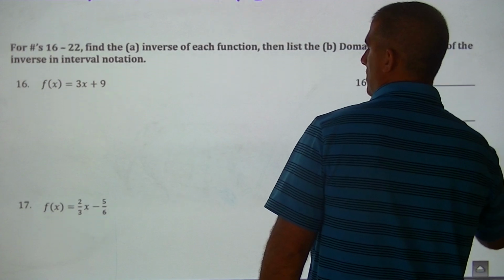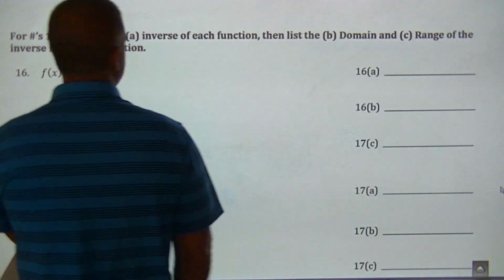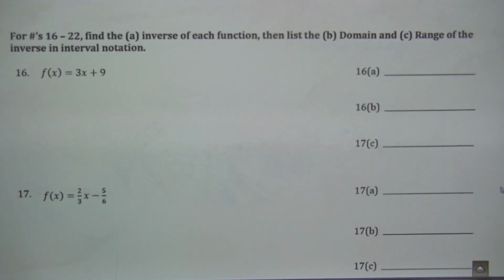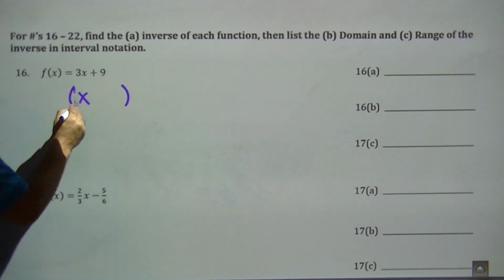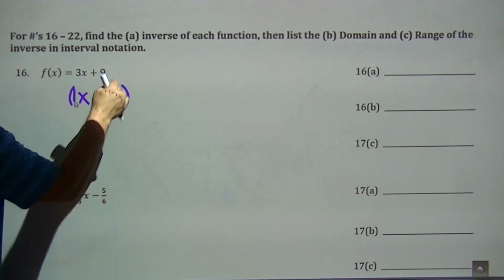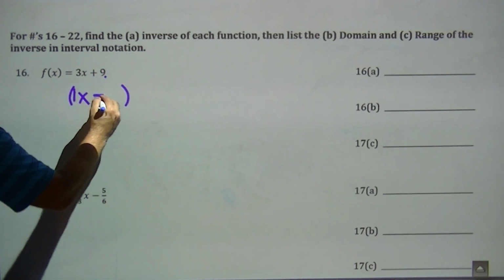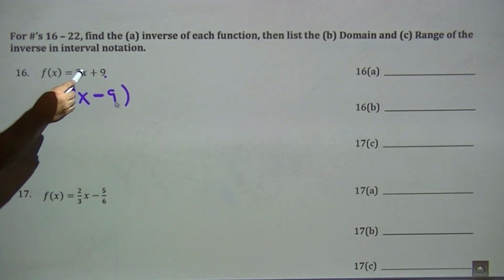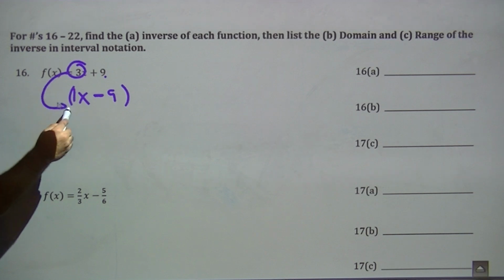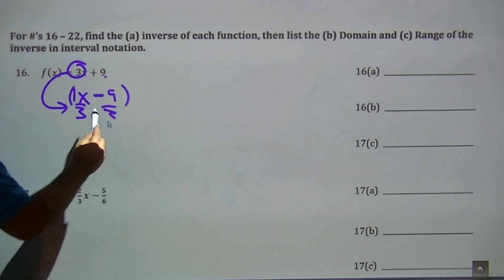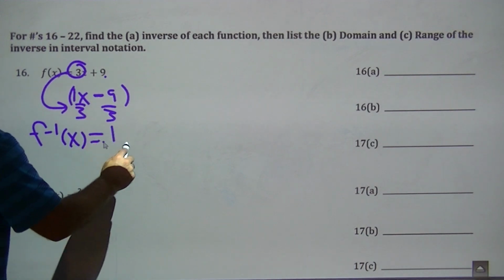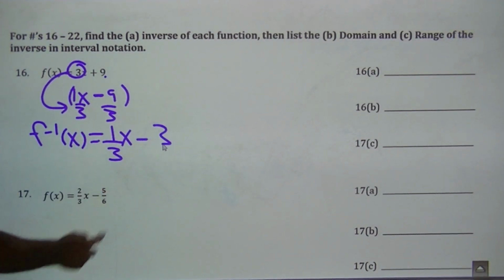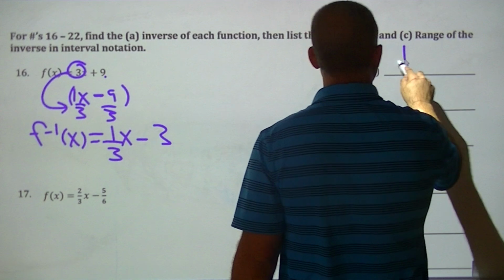All right? Now, find the inverse of each function, then list the domain and range. Okay, so for line, it's going to stay line. I'm going to go ahead and make that 1x. That's going to go from plus 9 on the outside to minus 9 on the inside. Now here's the key. Whatever number is here, you're going to divide both of these by that. Okay, so what the inverse is is 1/3 x minus 3. Okay?